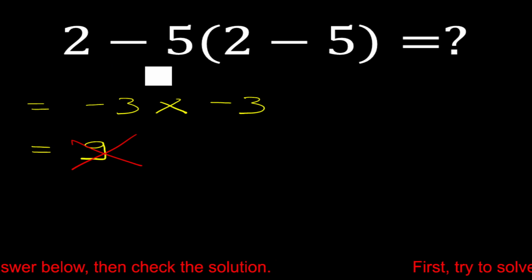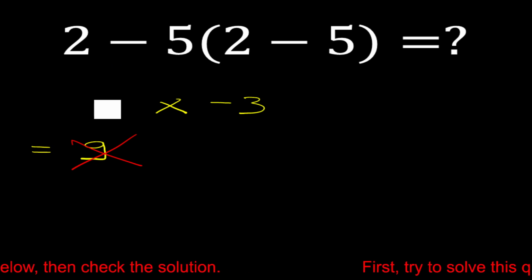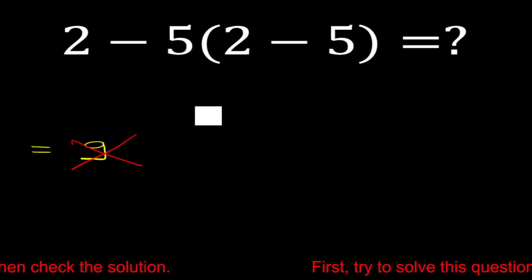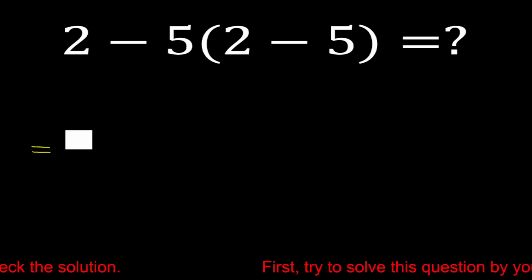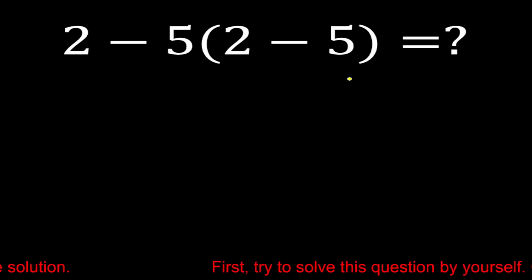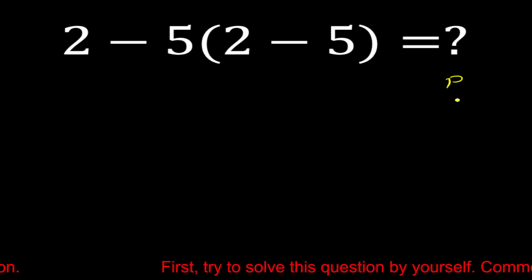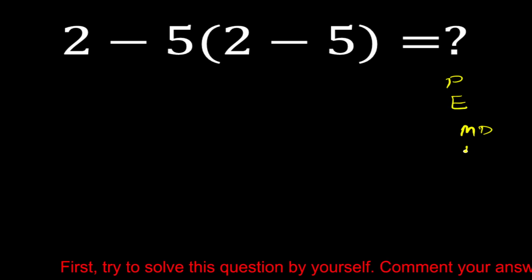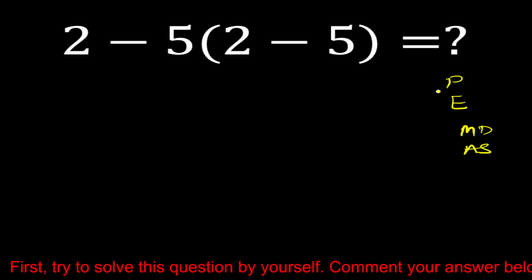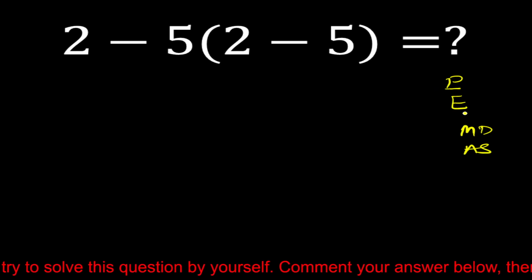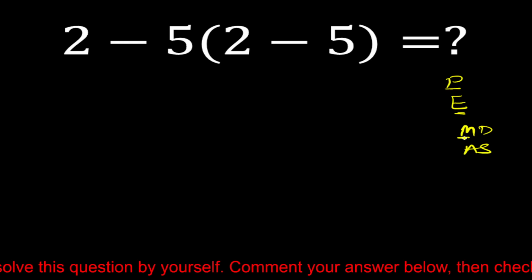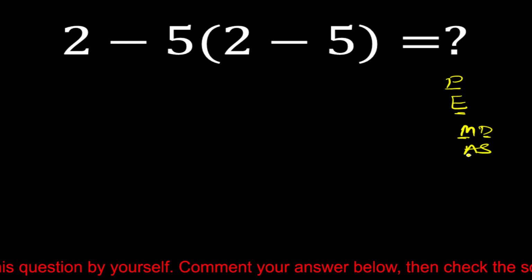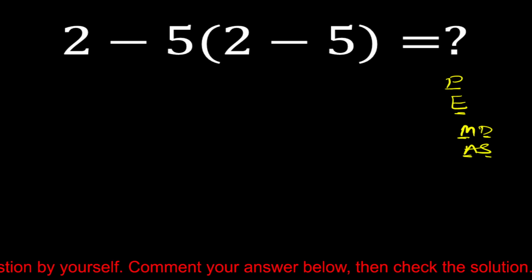Now let's solve this problem correctly by using a PEMDAS rule. According to PEMDAS rule, P means parentheses, E means exponents, M means multiplication, and D means division. A means addition and S means subtraction.